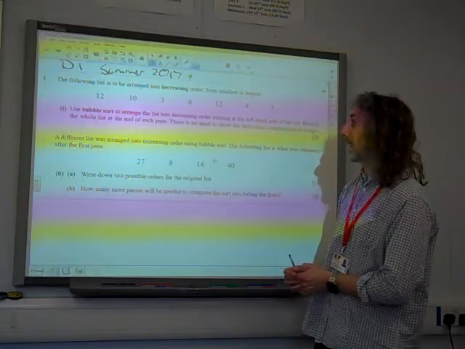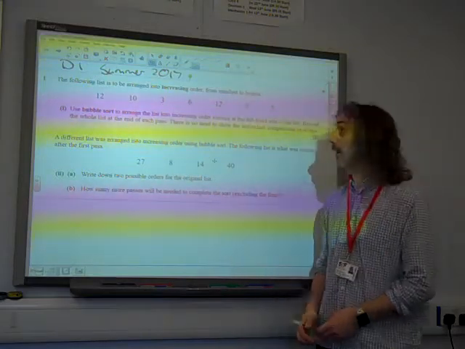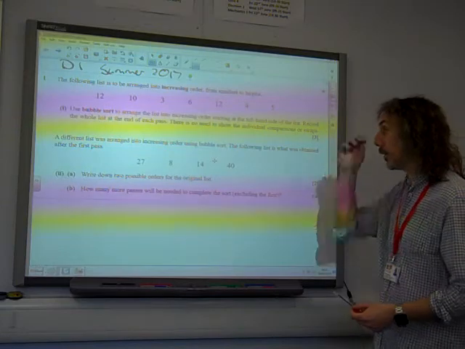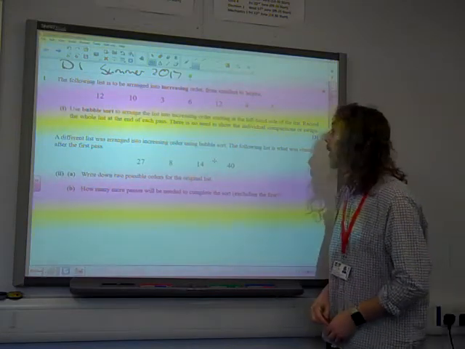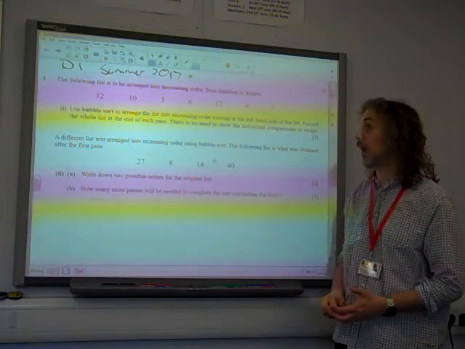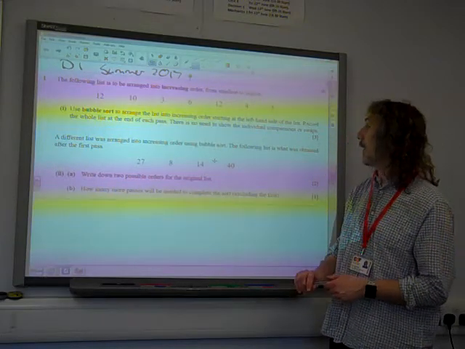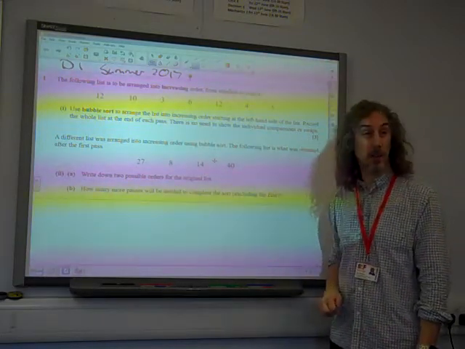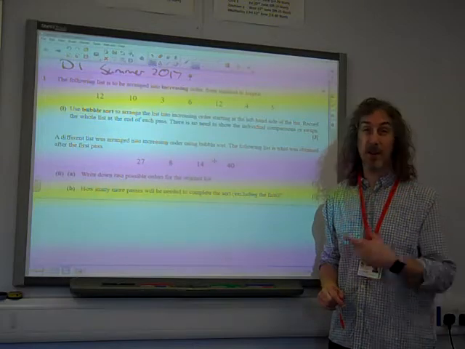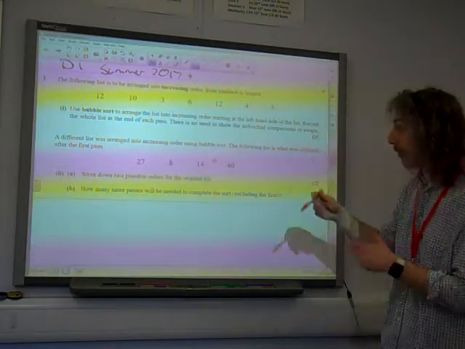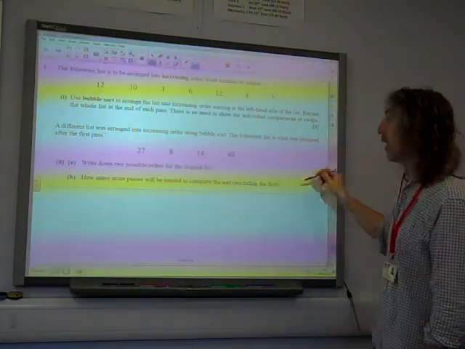Right, the following list is to be arranged into increasing order from smallest to largest. Use the bubble sort to arrange the list. Starting at the left-hand side of the list, record the whole list at the end of each pass. There is no need to show the individual comparisons or swaps. They don't care about us counting them up. We don't have to show a complete pass as we do it.